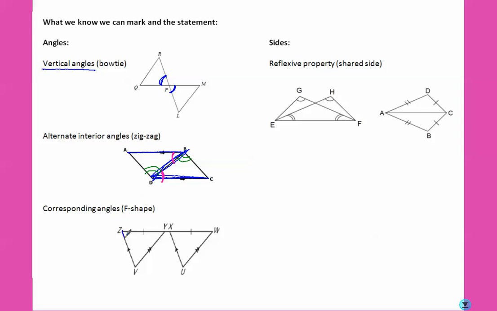Corresponding angles, if this is parallel to this, and then we have this line going across, so it kind of makes a letter F, we know that angle Z would be congruent to angle X. The reflexive property means it shares a side. So in these triangles, it's the bottom side here, and then here it's the shared side where they connect.